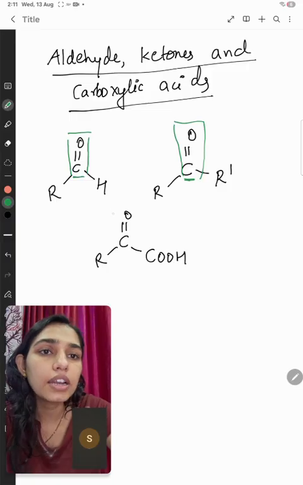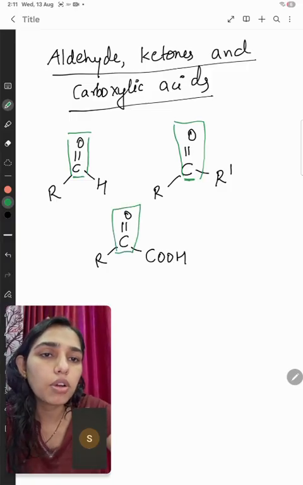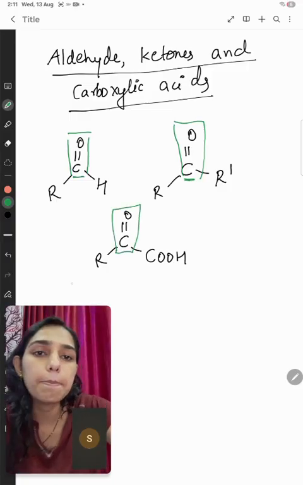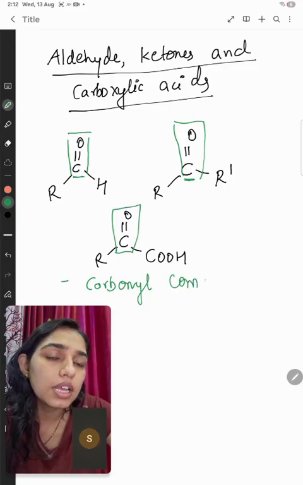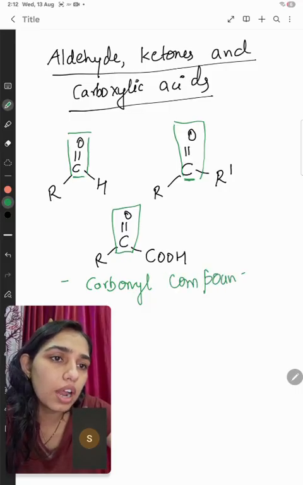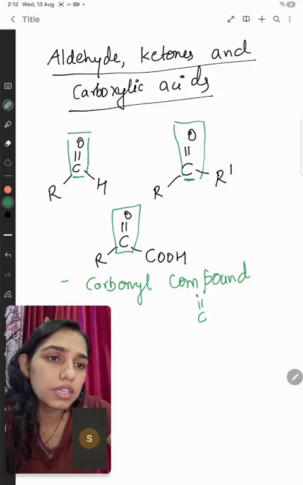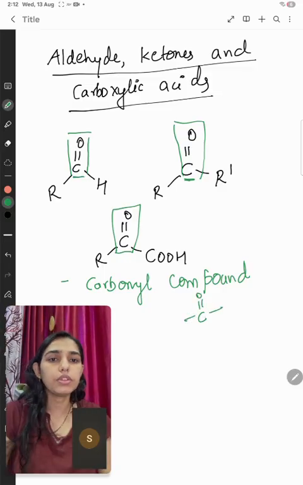So we can say that all aldehydes, ketones and carboxylic acids are carbonyl compounds. They are called carbonyl compounds. Why are they called carbonyl compounds? Because they have the presence of a carbonyl group. And what is the carbonyl group? C double bond O.